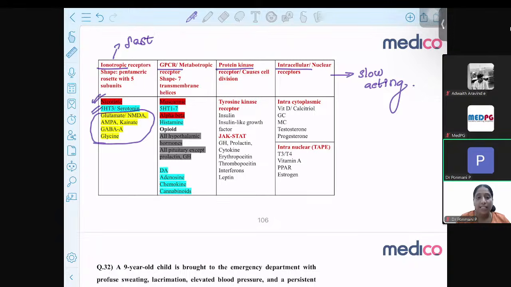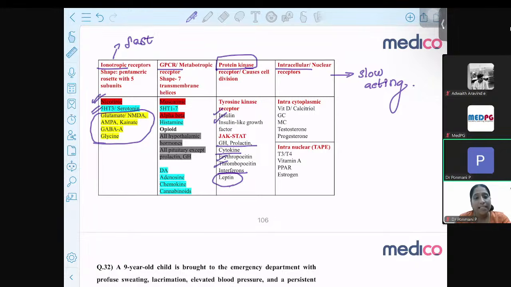So our ionotropic part is over. Now we will concentrate on the protein kinase receptor. When you hear the name protein, what strikes your mind? Cell division. So the hormones responsible for the anabolic effect, which are more involved in cell division, work via tyrosine kinase receptors, especially insulin-like growth factor, GH, prolactin, erythropoietin, thrombopoietin, and cytokines like interferons, which are mainly involved in inflammation in the body, and leptin, which is a satiety hormone. All of these act via protein kinase receptors.